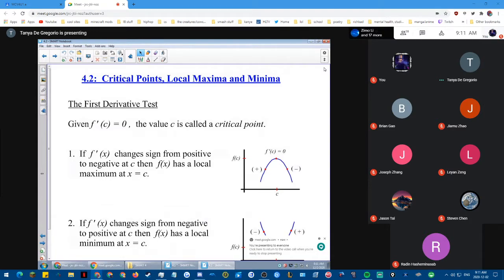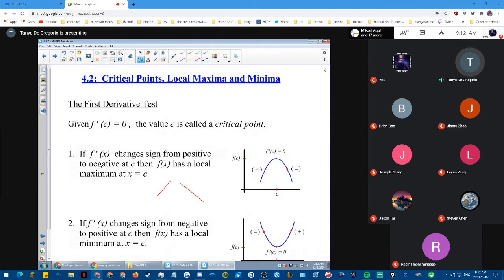Critical points, max and min. So we've already sort of talked about this a little bit. If you have f prime of c equal to 0, then that c value is called a critical point. If f prime of x changes sign from positive to negative at c, then f of x has a local maximum. So we're going from positive to negative.